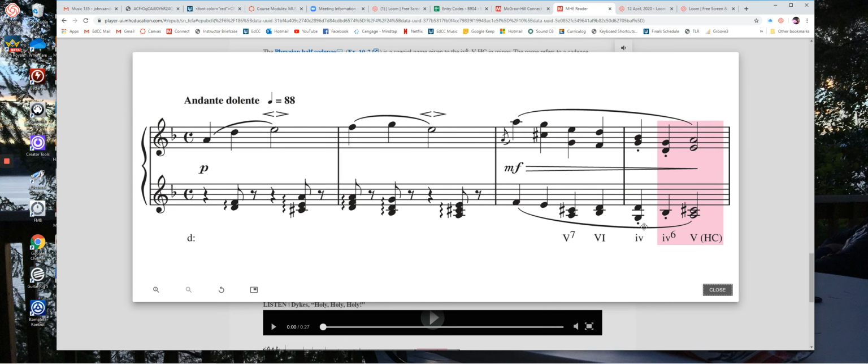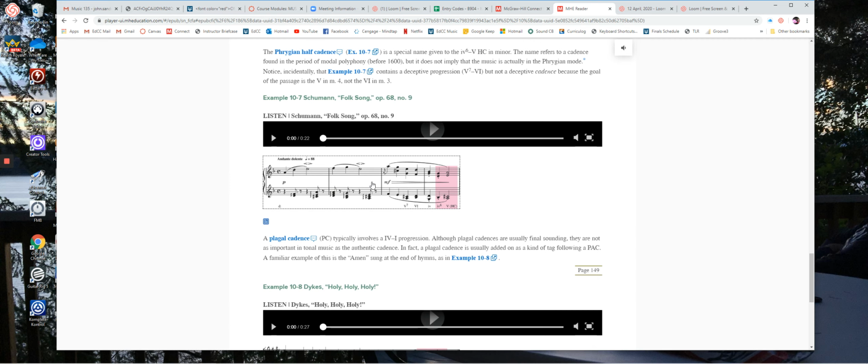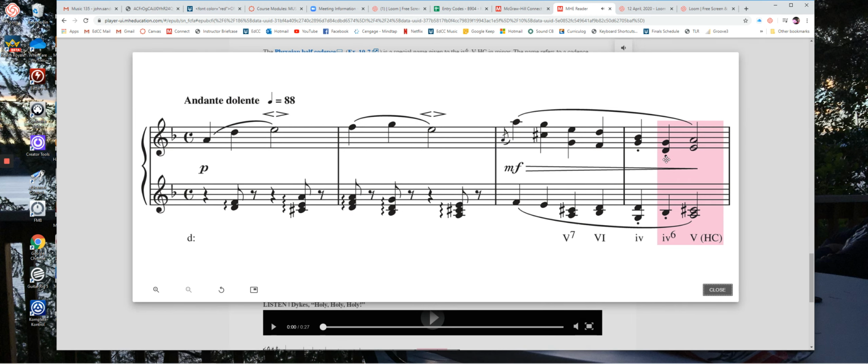But the Phrygian half cadence has this minor 4 preceding the 5, and in particular, minor 4 in first inversion preceding the 5. It has a la-sol voice leading in the bass line. La-sol. That Phrygian sound is that half step. So that's why it's called the Phrygian half cadence, because it has a half step motion in the bass. And it only happens in a minor key. Minor 4/6 going to 5. Example 10-7.